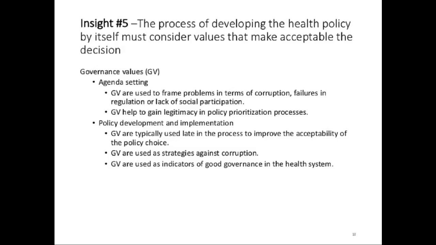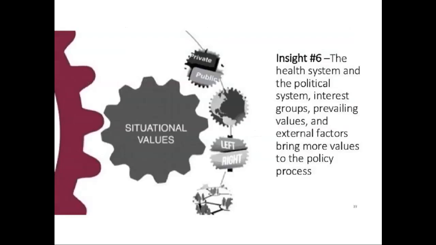And most of the values related with governance are used as indicators of good governance in the health system. And then we have insight number 6, that the health system and the political system and other characteristics, which we call situational values, become very influential in the policy process. So we identify 4 groups of characteristics that come with the values. For example, the institutions, how the institutions are organized, put some values in the discussion.